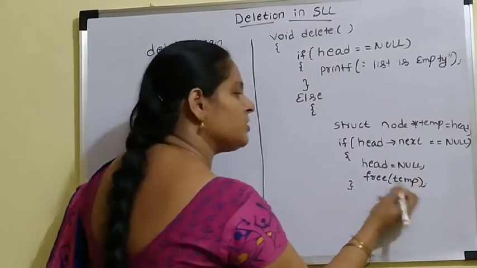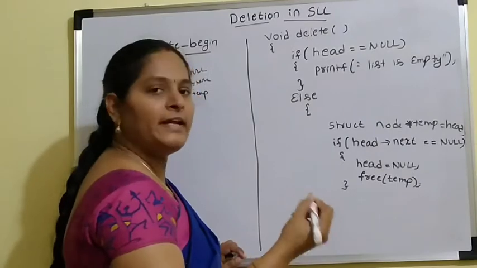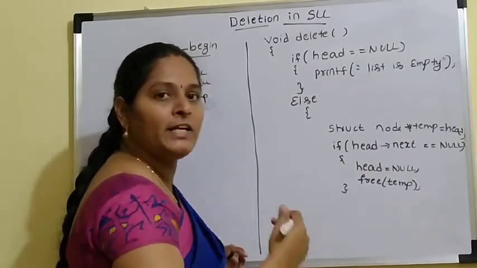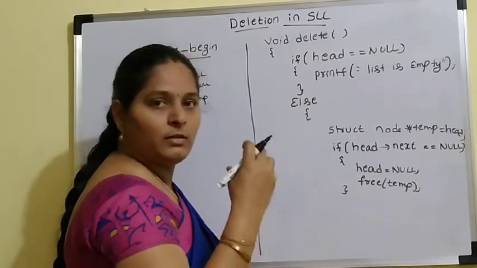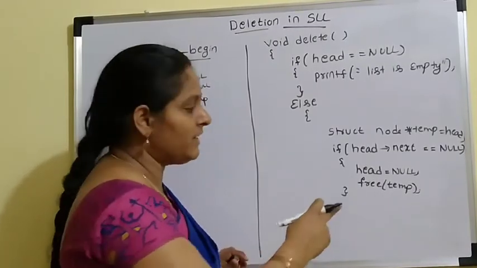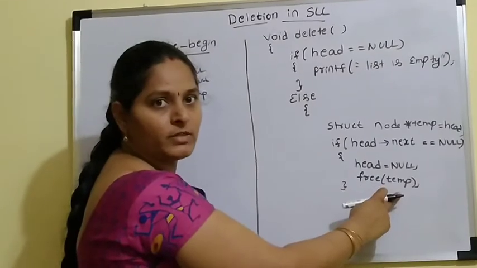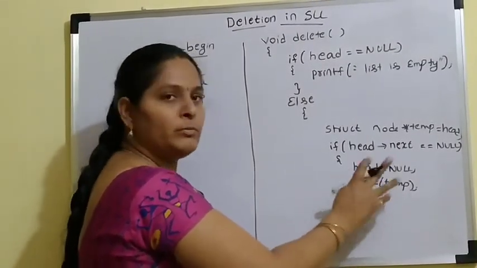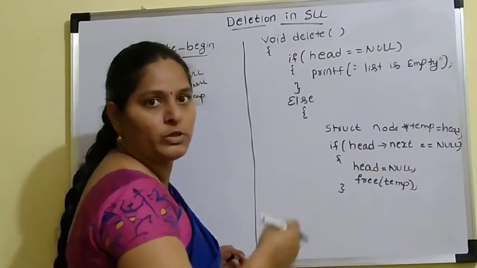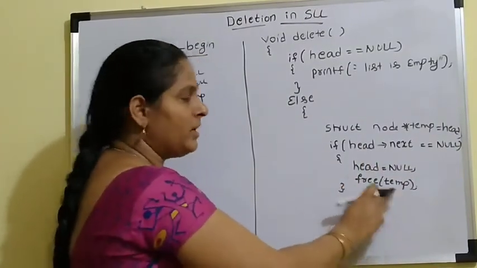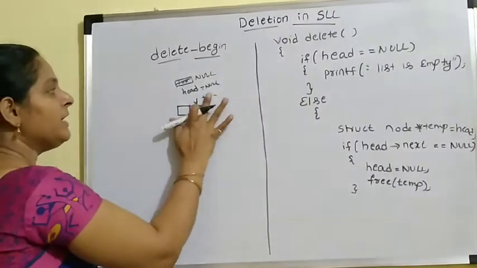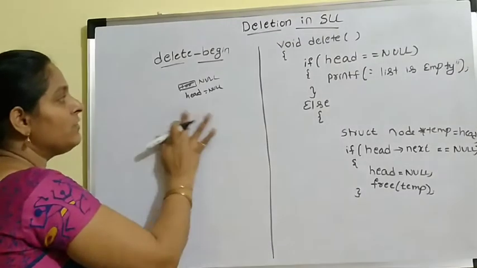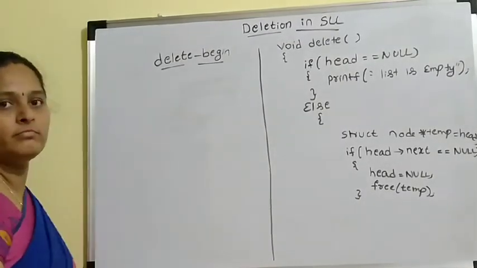In this case, you can also directly write free head. But in the next case, if you write free head, that will be a big blunder. That is the reason why here I am not writing free head. Here I am writing free temp, because anyway temp and head are both pointing to the same node. If I write free temp, automatically the memory will be deallocated from this node, so the node will be removed from memory.